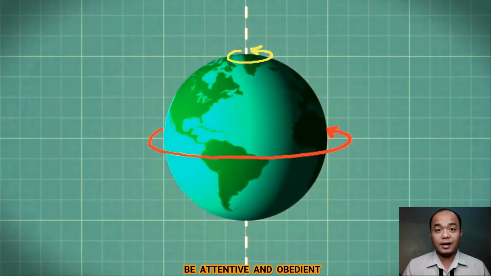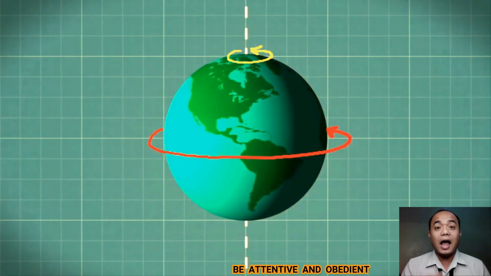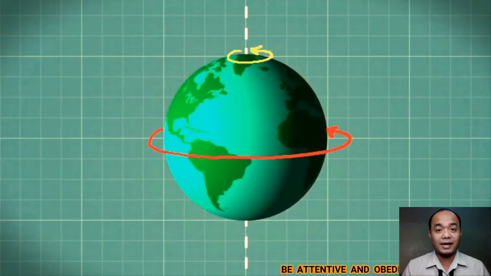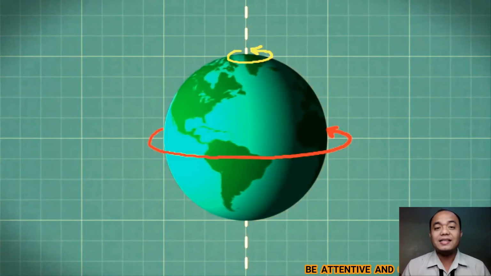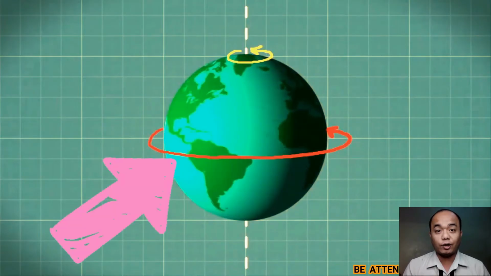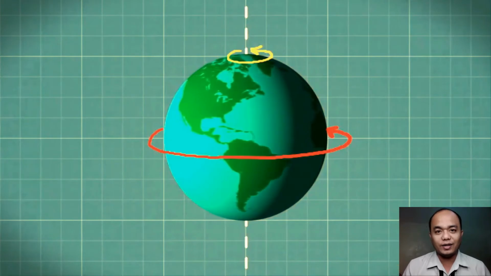Ibig sabihin, ang paggalaw ng hangin malapit sa equator ay mas mabilis kung ikukumpara mo ito sa paggalaw ng mga hangin malapit sa North at saka sa South Pole. Habang papalayo ang hangin mula sa equator at papunta ito ng mga poles, hihina ang paggalaw nito.